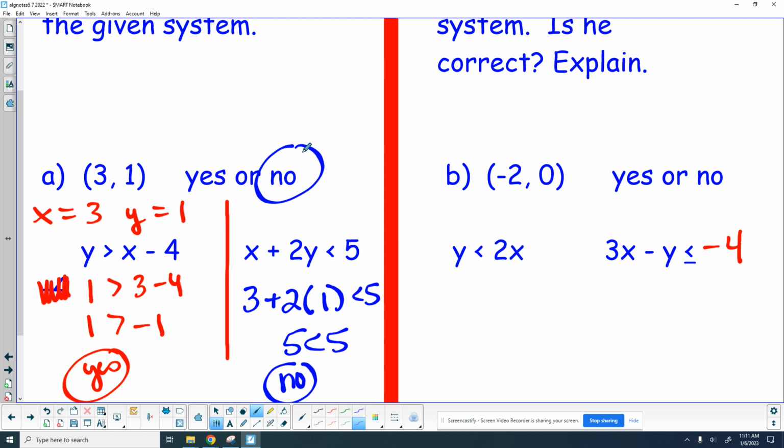So I can tell from the yes and the no that it'd be part of the shading, but not part of the double shading.